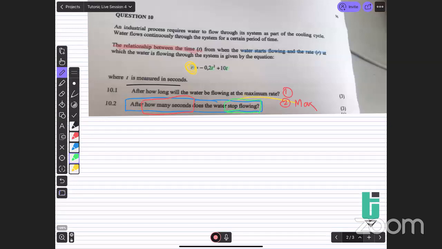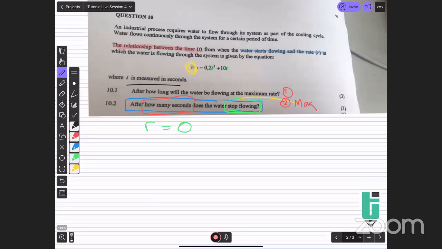But how do we figure that out? What does it mean when it stops flowing? What does that mean for the equation? In the equation, there will be no rate at which it's flowing, because it's not flowing. Therefore, r will be 0. R is 0.